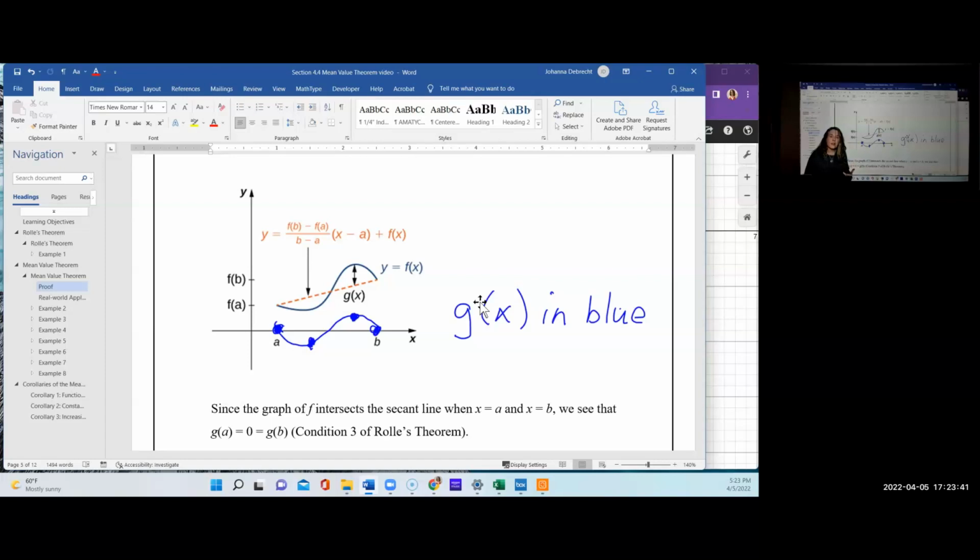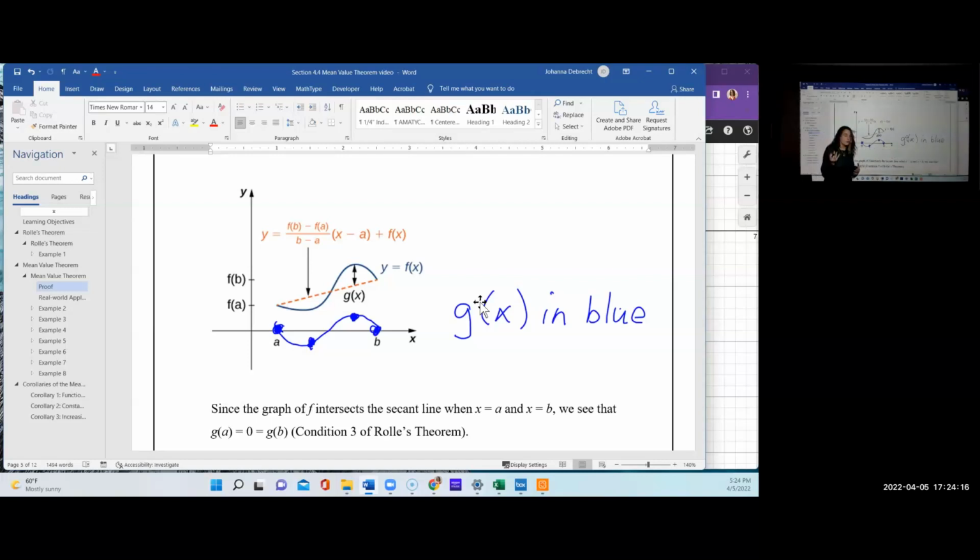Now we have a function on which we can apply Rolle's theorem. Because the original function was continuous on the closed interval, g(x), which is the original function minus the equation of a line, also has to be continuous on the closed interval. Because the original function was differentiable on the open interval, then g(x), which is the original function minus the secant line, also has to be differentiable on the open interval. So we've met those two conditions.